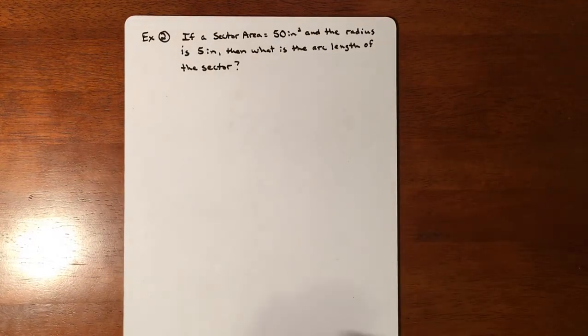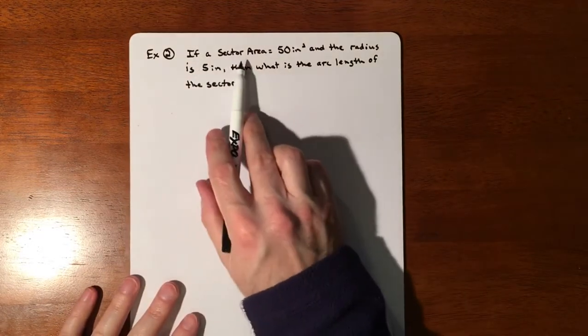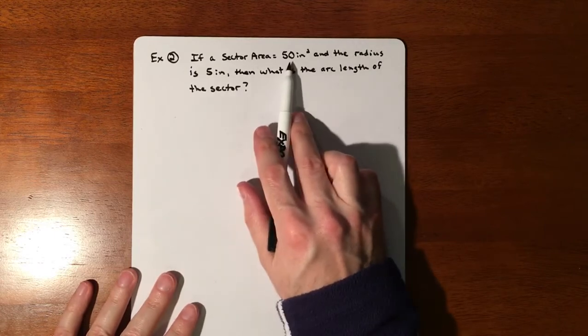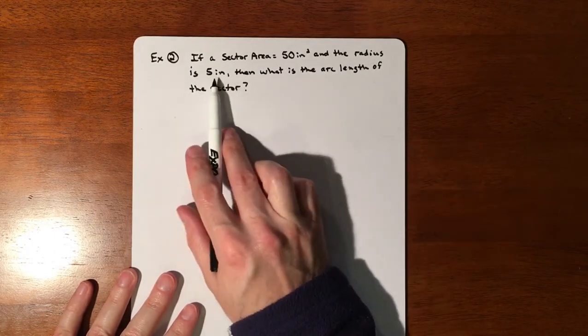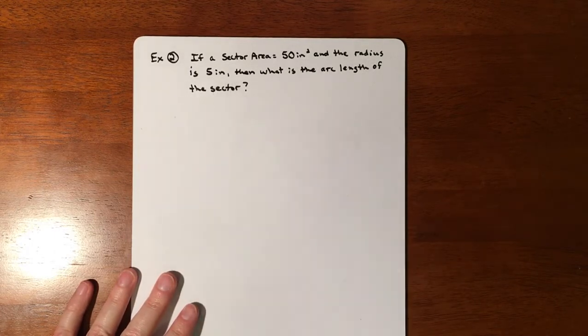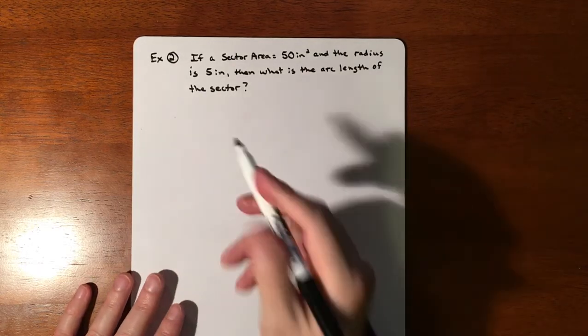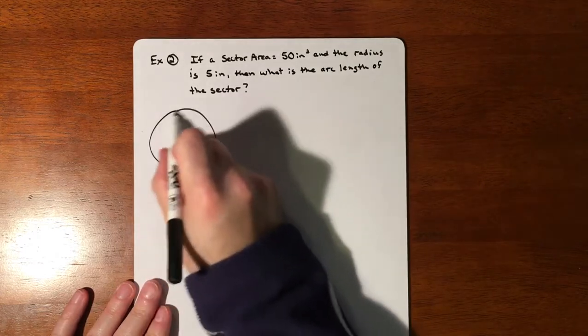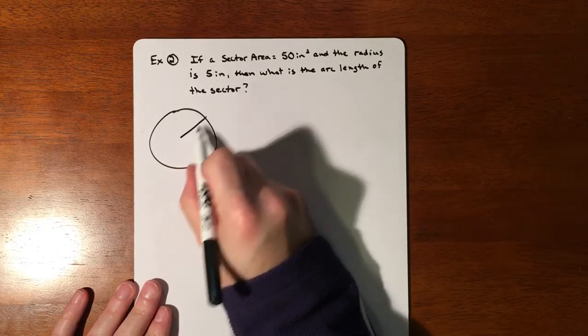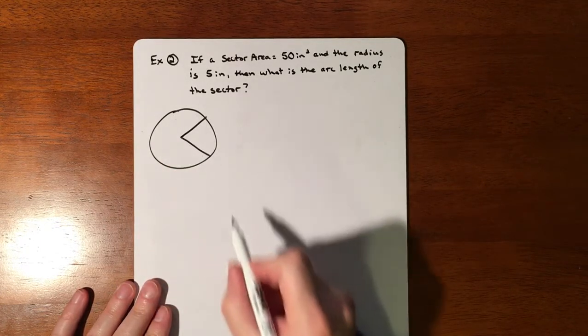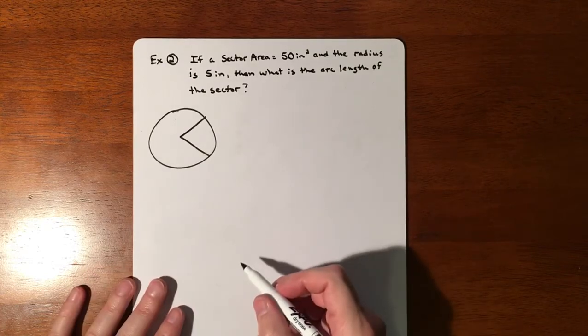Example 2 is going to be another problem kind of similar, except this time they give you a sector area. They tell you it's 50 inches squared and the radius of this circle is 5 inches. Then what is the arc length of the sector? So you're looking visually at, I've no idea how big this is going to be in relation to the whole circle. So we'll just make it something like that.